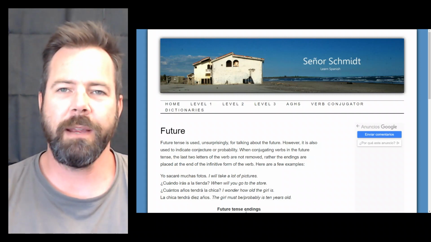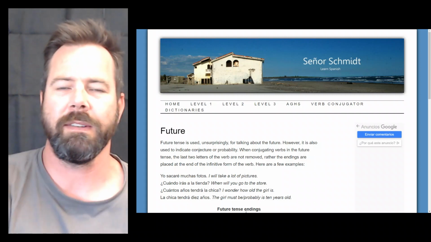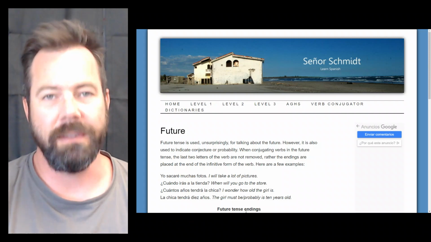Hola a todos. Today we're going to talk about the future tense, how to use it, what it looks like. This is actually one of the easiest ones to use.